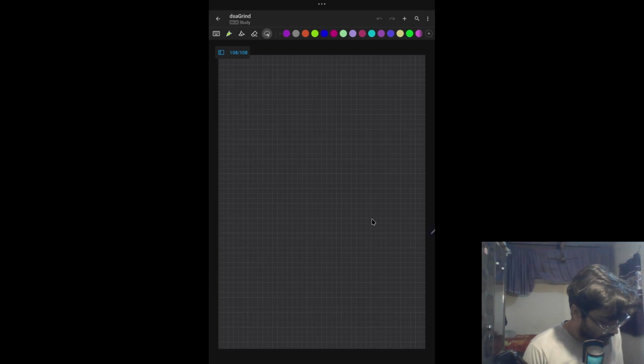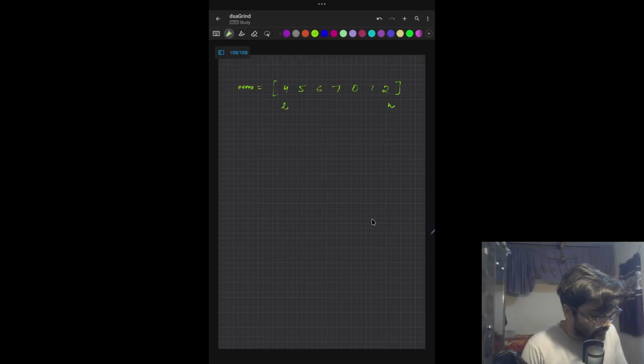I have to select a pen. nums equal to 4, 5, 6, 7, 0, 1 and 2. So we can take variables low and high. Okay, cool. Let me write the indexes real quick: 0, 1, 2, 3, 4 and 5. Cool. These are the indexes.